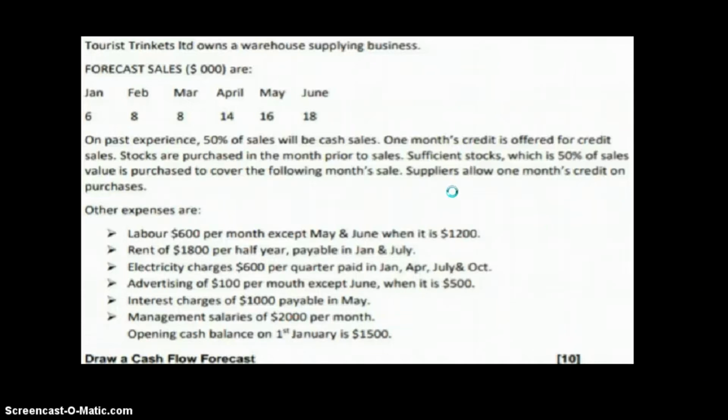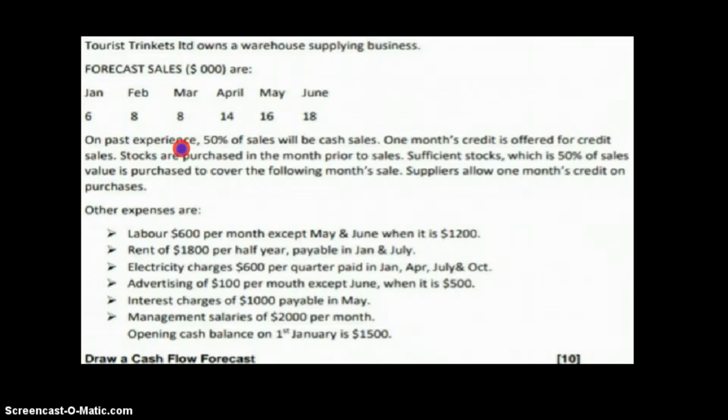Okay, so let's suppose this is a question. Sorry, it's a little blurry. I tried my best, but that's what we have. So I'll just read that for you. Tourist Trinkers Limited owns a warehouse supplying company. These are the forecast sales in $1,000: January $6,000, then $8,000, $8,000, $14,000, $16,000, and $18,000. They have given up to 6 months forecast sales.